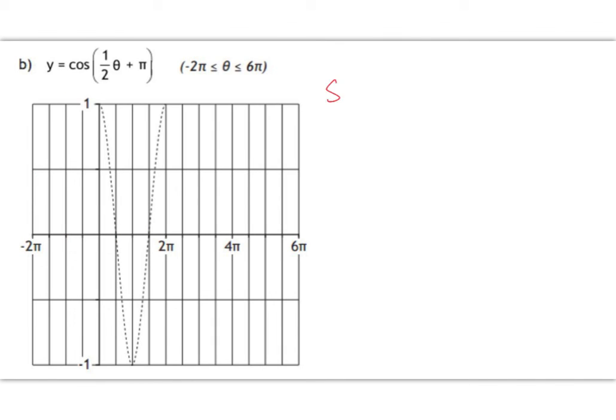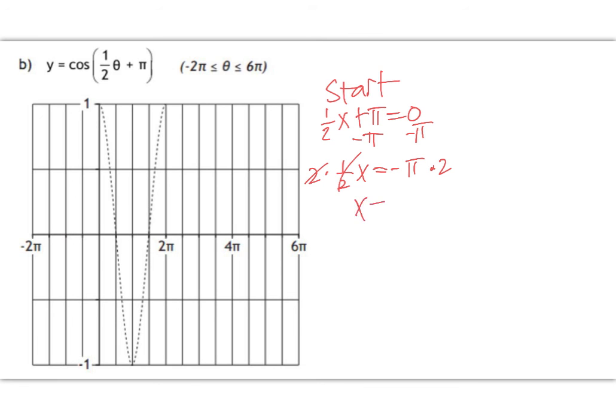Again, same thing. I'm going to start with the inside, so 1/2 x plus pi, and again, if you prefer to use x, totally fine. And that's going to be equal to 0. I'm going to minus pi to the other side. We get 1/2 x is equal to negative pi. Multiply by 2 to get rid of the 1/2. And I got x is equal to negative 2 pi. All right, cosine, so cosine starts at the top. That's going to be down here.